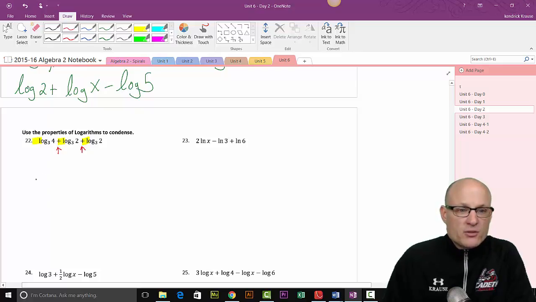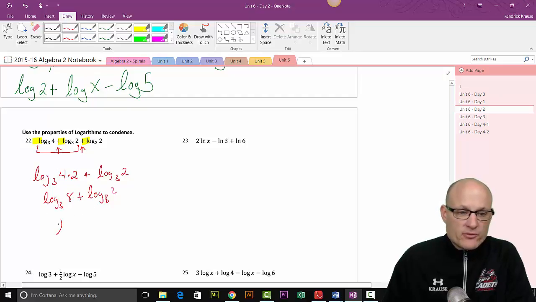So this is equal to log base 3 of, we got to do these in order, these two first. 4 times 2 plus log base 3 of 2. Well, this is just log base 3 of 8 plus log base 3 of 2. And since their bases are the same, let's do it again. This is just really log base 3 of 8 times 2, or log base 3 of 16.